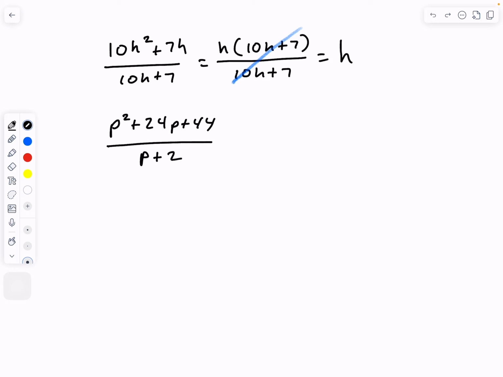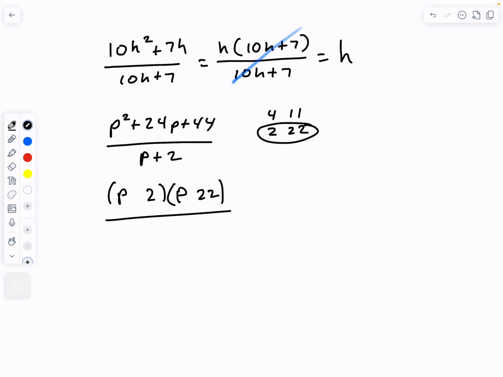So it turns out we're going to go ahead and factor the top. Let's think about numbers that multiply to become 44 and add up to become 24. That could be 4 and 11. That could be 2 and 22. Oh hey, 2 and 22 multiply to become 44 and add up to become 24. So let's go ahead and factor that. We have p in the front and back, and we said 2 and 22. And since we see plus plus, we're going to use plus plus for us.